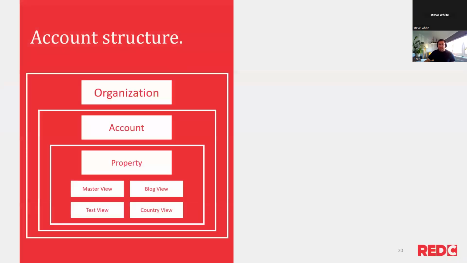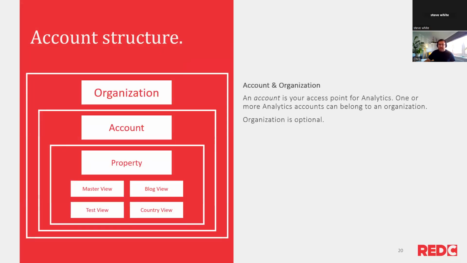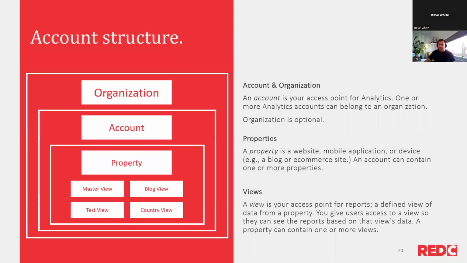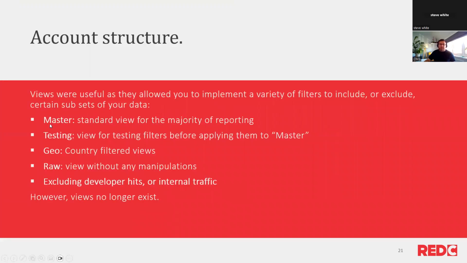So right at the start, we're going to look at account structure. You'll probably be used to seeing organization, which is an optional layer of control you can have. Your account would generally have multiple properties in it. Underneath your properties, you would have multiple views. It's quite standard. We're quite used to that in Universal Analytics. And you'd probably have different views. One would be a master view, one would be a testing, one would be raw, so you wouldn't have any filtering or manipulations in there. And you might have one that's just for developers, internal traffic, or specific countries.